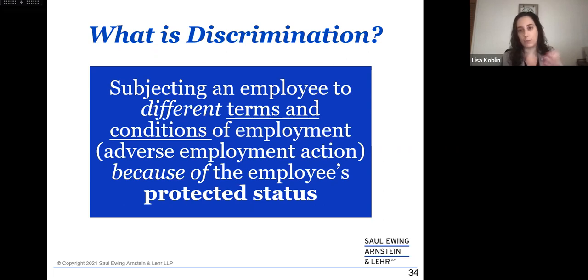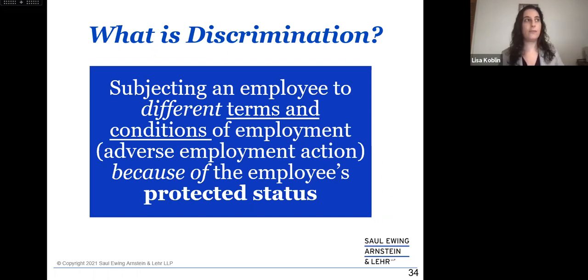Because you have a time you're supposed to be at work, and if you don't follow that and you get written up, that might be something that happens to you. This would be somebody is not promoted because they're a woman, or somebody is terminated because of their race or ethnicity, right? So it's a connection between the employment action and the protected status that makes it unlawful discrimination, and any sort of conduct that falls in the category of discrimination is strictly prohibited by the practice at all times.